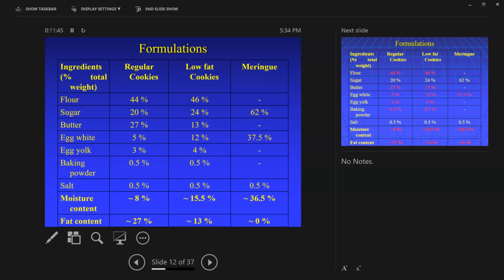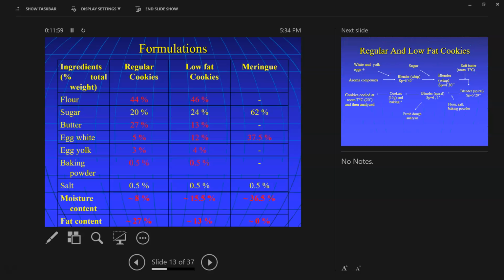So it's about the same. Moisture content is certainly higher in the meringue cookie versus the other cookies. And so you look at fat content too. Very different flavor, very different products that you would be working with. And so the formulations, of course, it's probably now hard to see the red on the blue background.